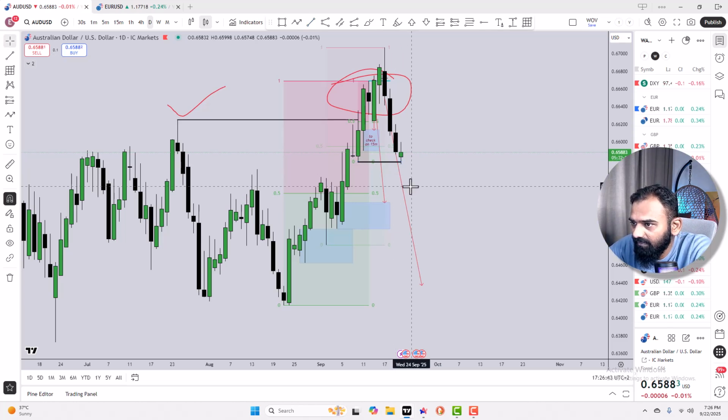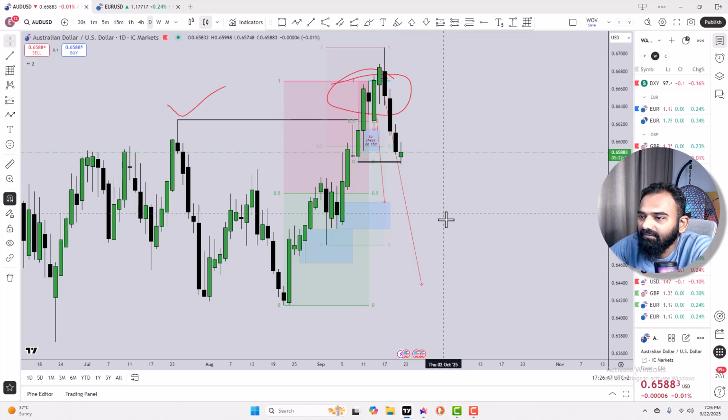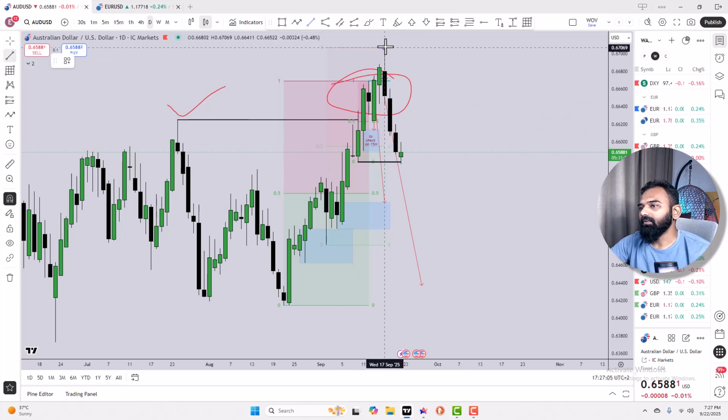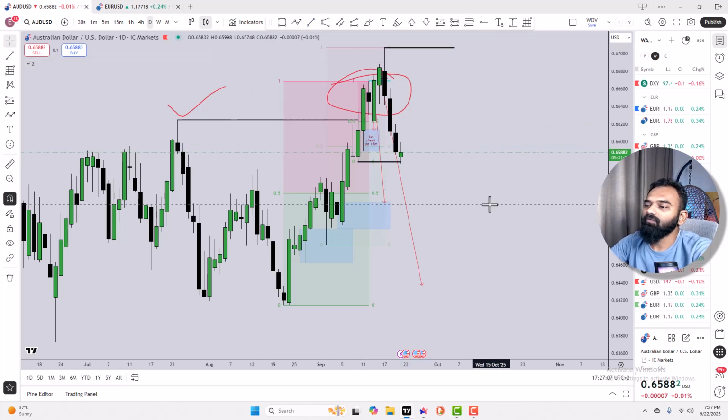So it is possible that it reverses from here, and since Australian dollar is too strong for this month, during September it just exploded upside, so there is a chance that it will also follow upside and buy side liquidity can be tapped here, but I will wait for some further confirmations.